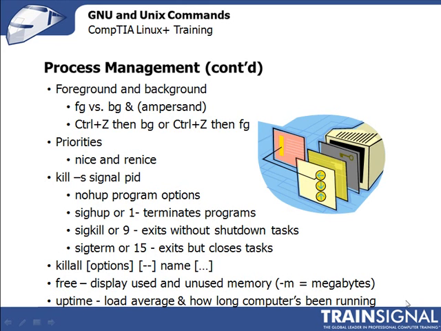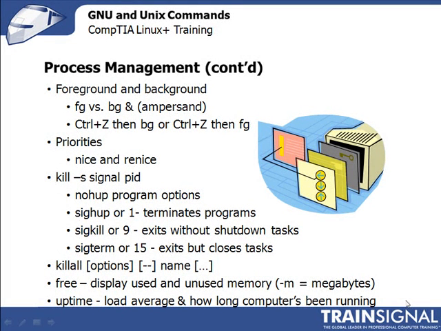9, or SIGKILL, causes the process to exit without performing any of those shutdown tasks. And 15, which is SIGTERM, lets the process exit and close any open files as well. If you don't specify a signal, the default is 15. Killall is another option, which terminates a process based on the name rather than the process ID.